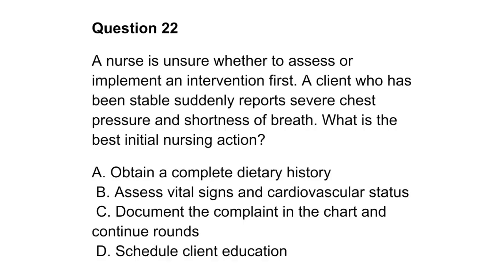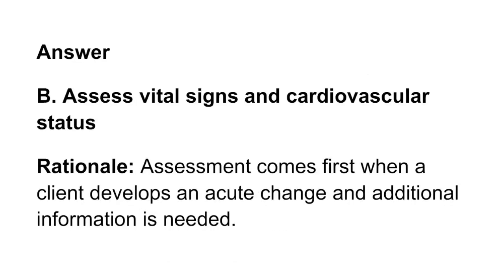Question 22. A nurse is unsure whether to assess or implement an intervention first. A client who has been stable suddenly reports severe chest pressure and shortness of breath. What is the best initial nursing action? A. Obtain a complete dietary history. B. Assess vital signs and cardiovascular status. C. Document the complaint in the chart and continue rounds. D. Schedule client education. Answer: B. Assess vital signs and cardiovascular status. Rationale: assessment comes first when a client develops an acute change and additional information is needed.